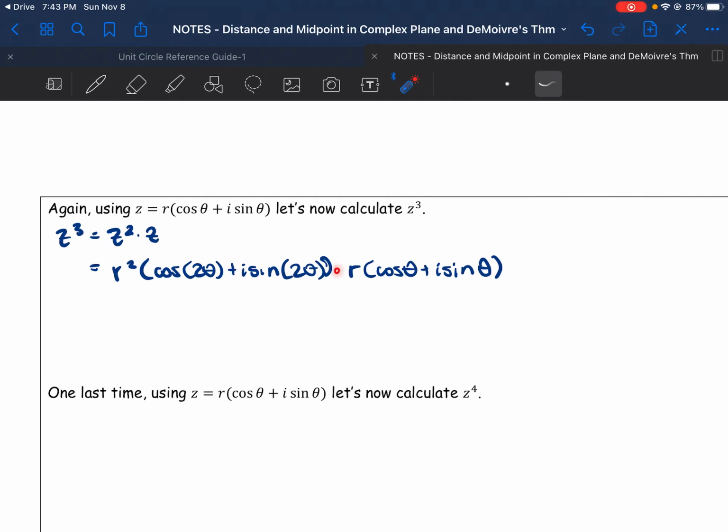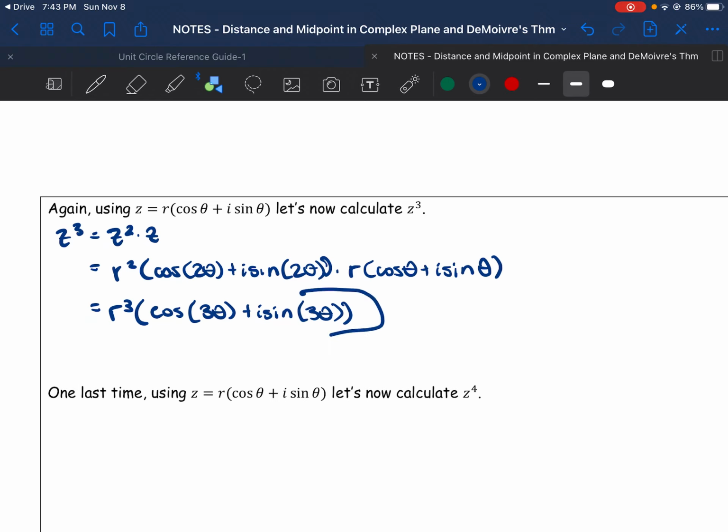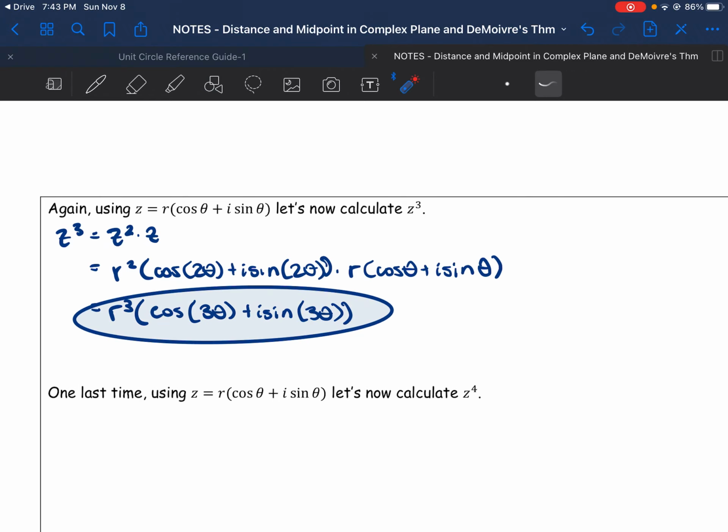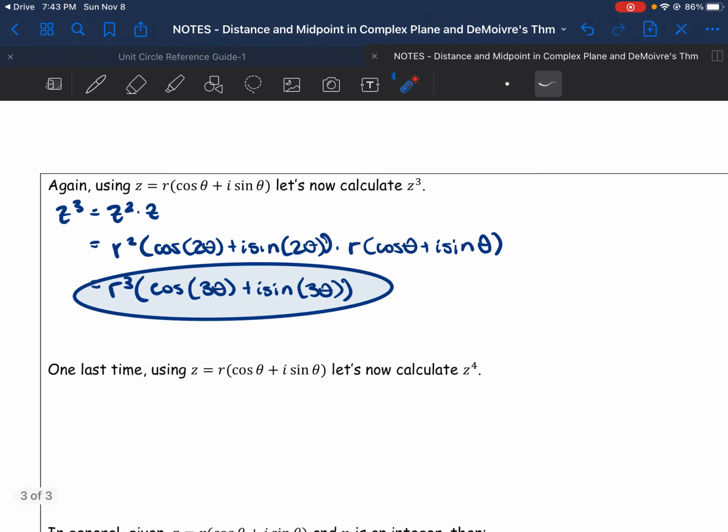Well, once again, notice we're doing a product of complex numbers, and these complex numbers are in polar form. So I can multiply the moduli, r squared times r, that's r to the third. And we can add the arguments. The argument here is 2 theta. The argument here is 1 theta. We add those together. This would give us the cosine of 3 theta plus i sine of 3 theta. Okay, pretty cool. I think some of y'all are probably noticing exactly what's happening here. But if not, let's do this one last time.